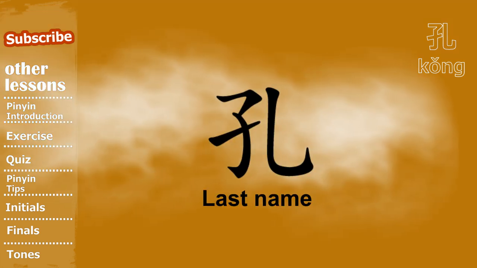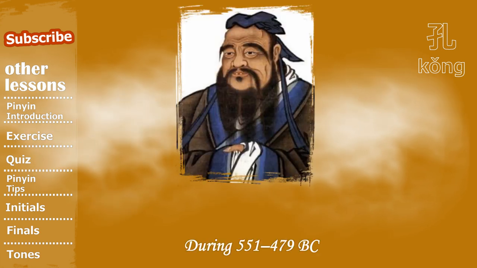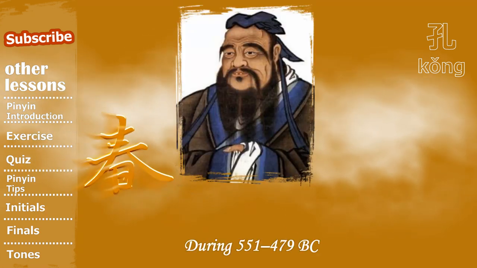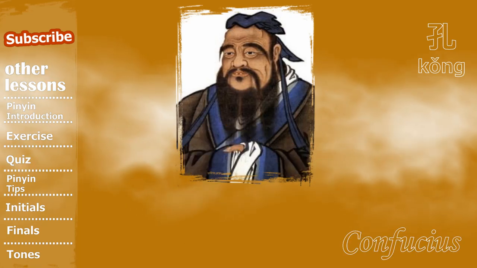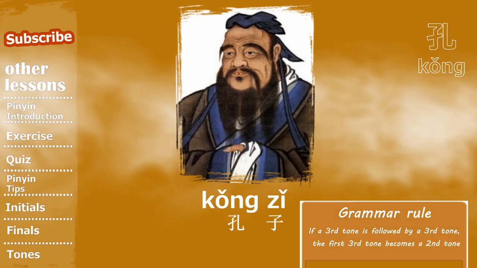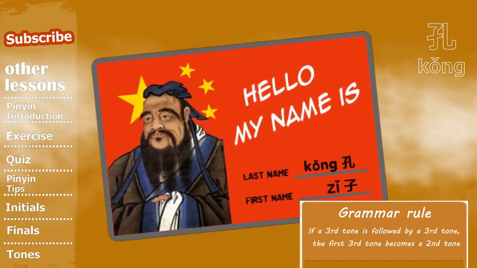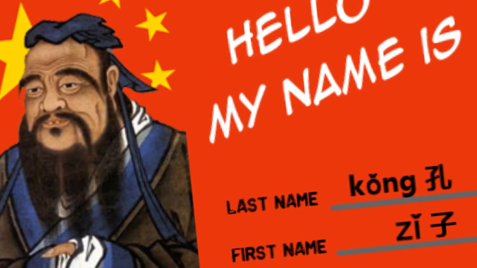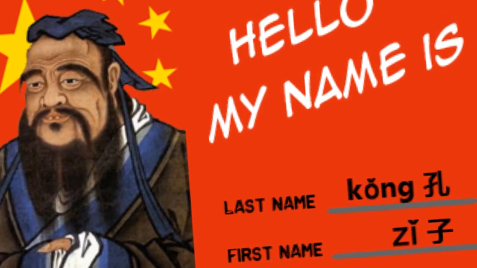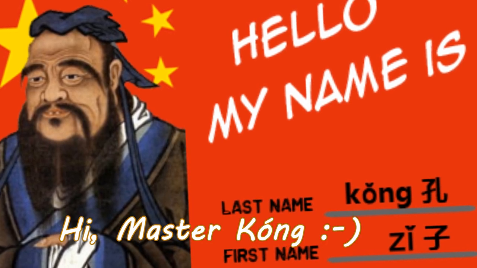Did you know that 孔 can be a Chinese last name? I hope you recognize this wise man. He was a philosopher, educator, and politician. While some of you may still have no idea who he is, many of you recognize him as Confucius. Chinese people call him 孔子. 孔 is his last name, and 子 here refers to a master. So, Chinese people literally call Confucius a master 孔.